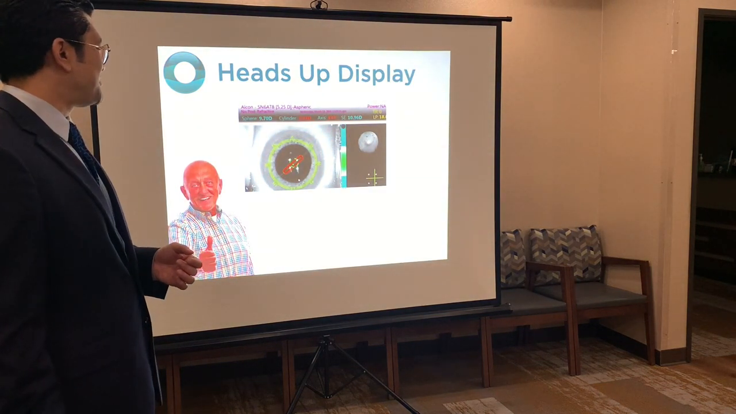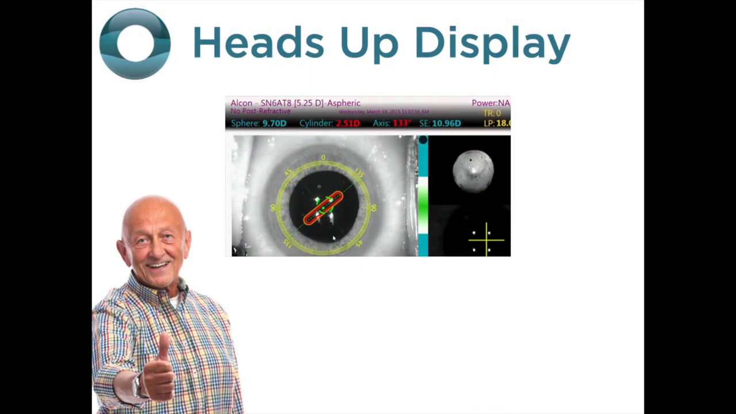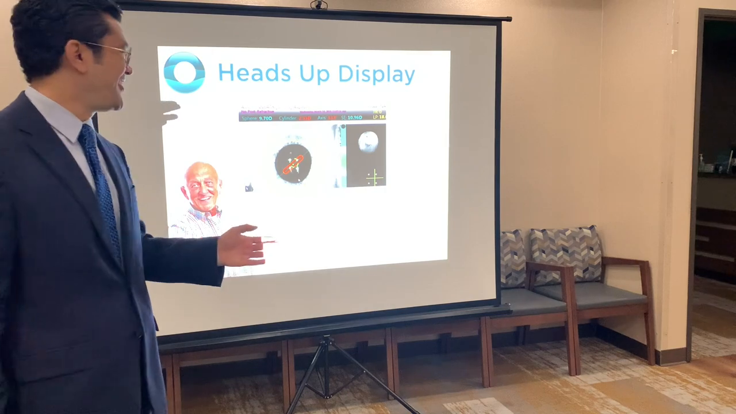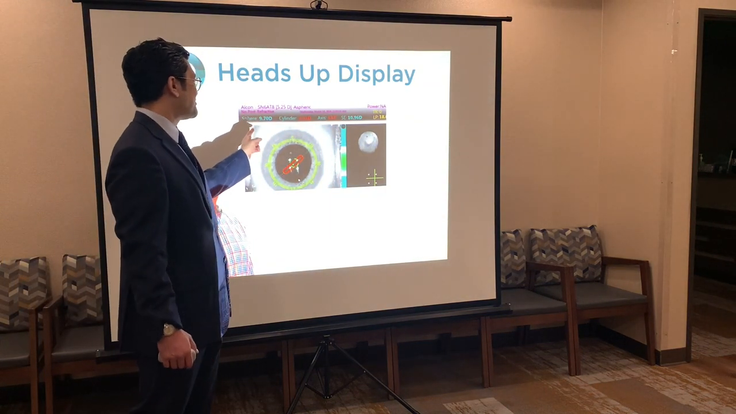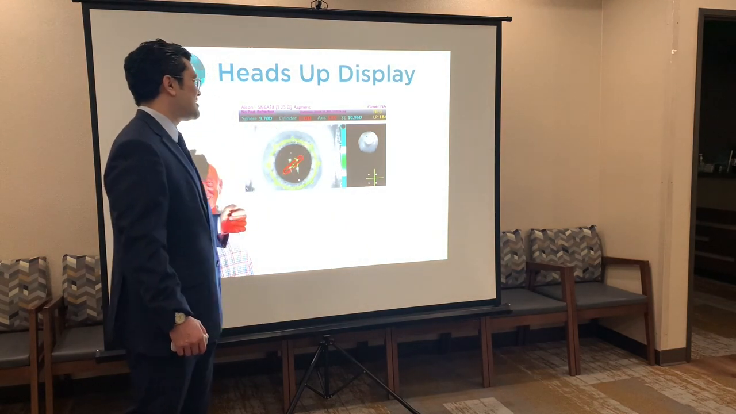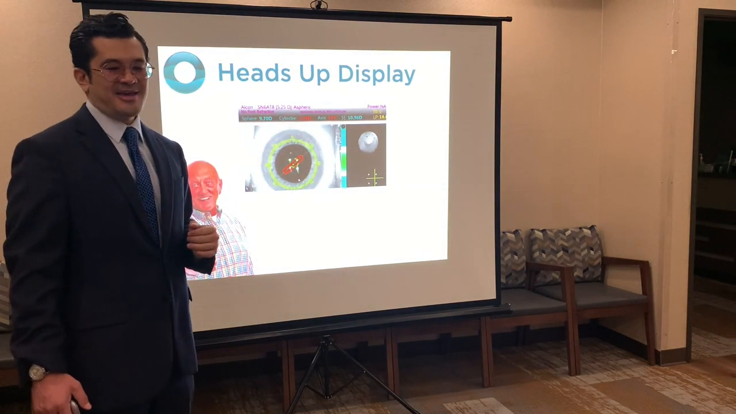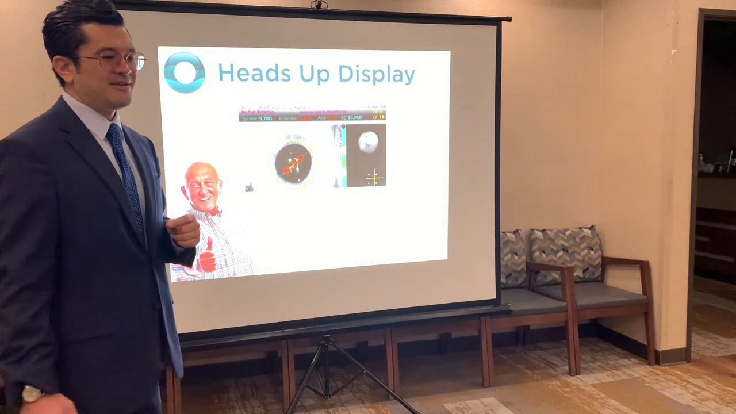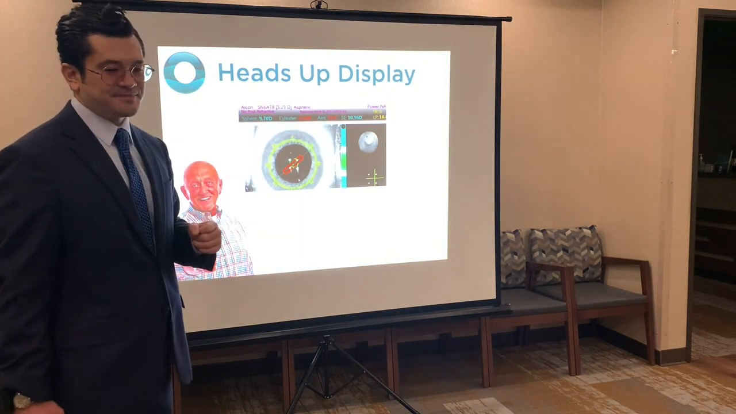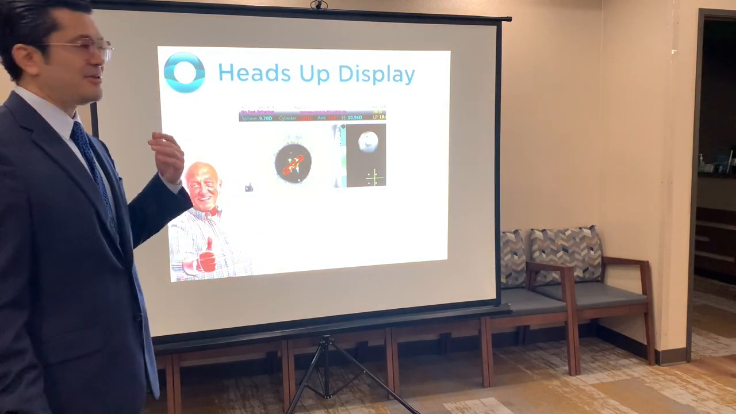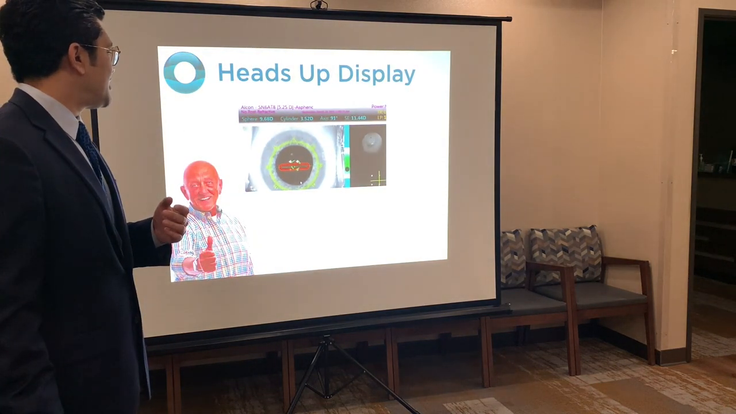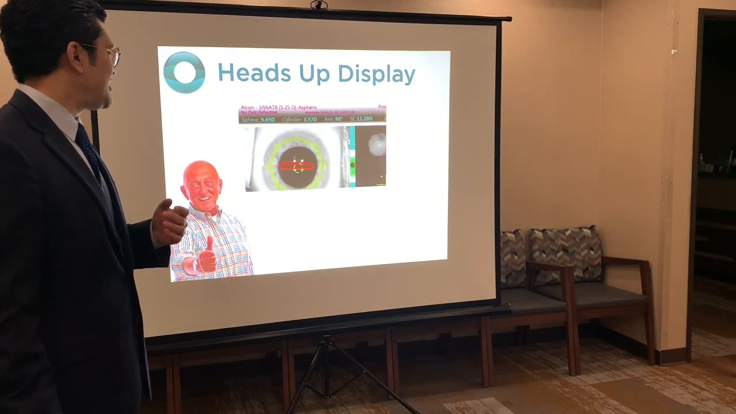So there's the heads-up display. So neat to see this. So in real time, we can see the whole eye. You can see as we're doing our measurements, you can see the refraction, you can see the axis of the astigmatism, and it helps us to be right on target with our surgery implant. So now that we've done our measurements, we're going to then make our lens selection, and you can see that in real time happening. Kind of neat.